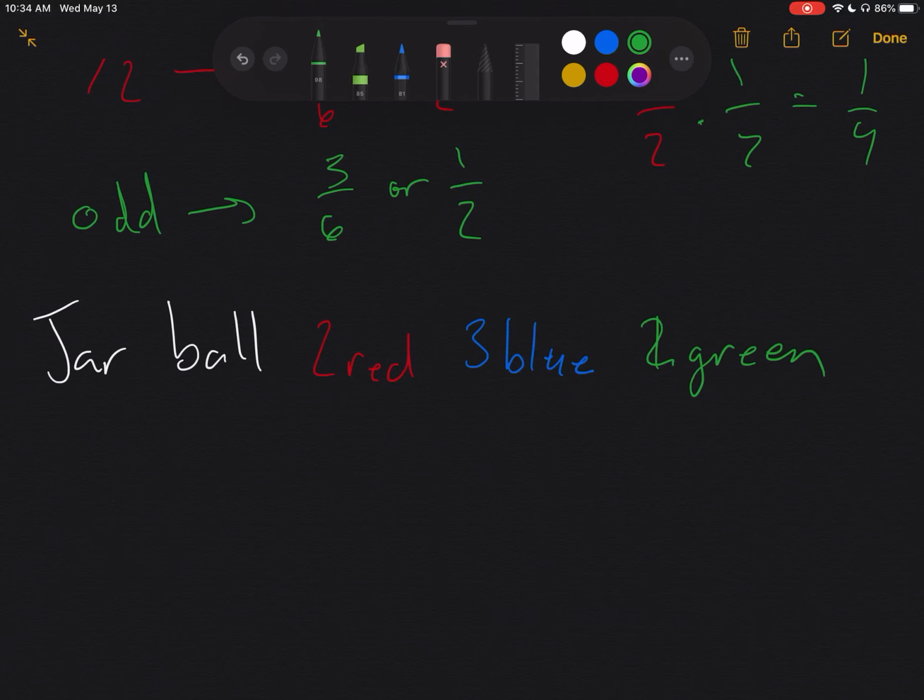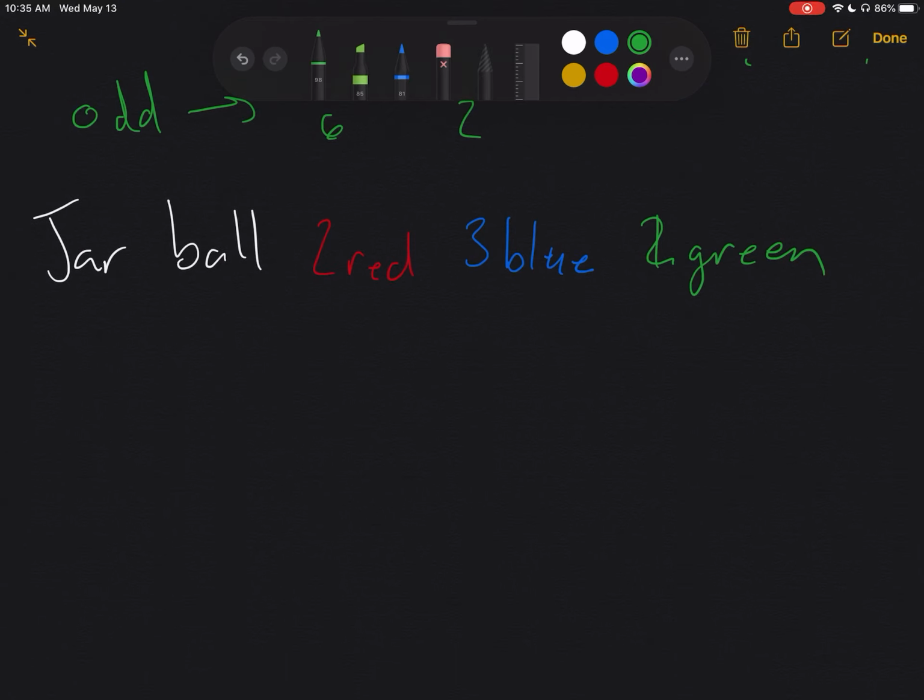Okay. Now the chances that on one pick I pick a red ball: well, 2 out of a total of 7 balls, 2 out of 7. The chances I pick a blue, 3 out of 7. The chances I pick a green, 2 out of 7.